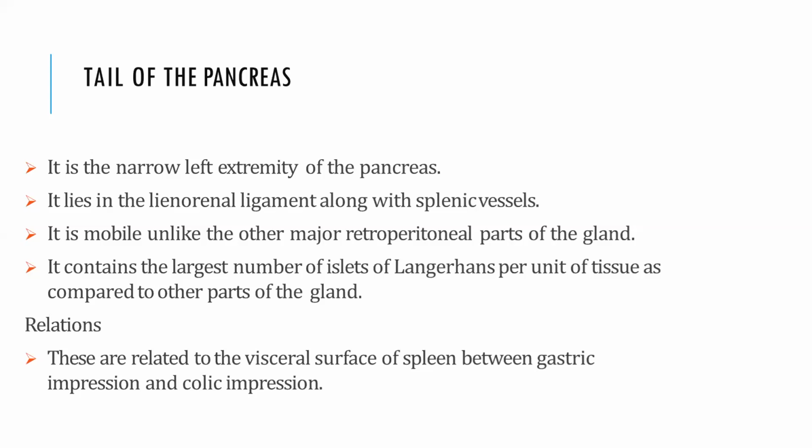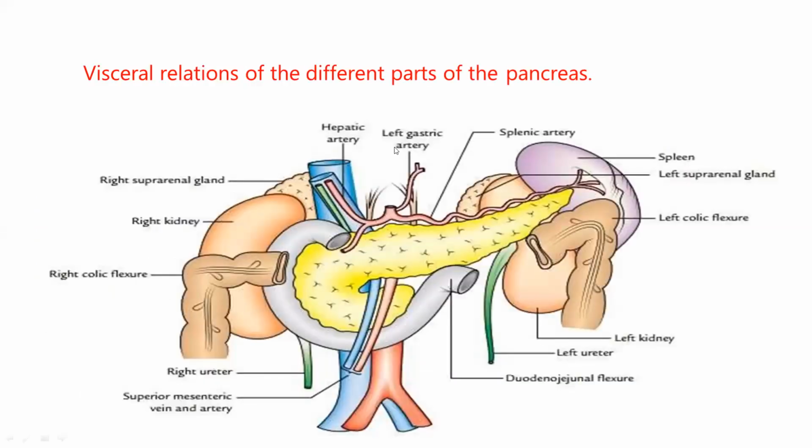As it is embedded within the hilum of the spleen, the tail of pancreas is related to the visceral surface of the spleen, seen in between those two impressions, that is the gastric as well as colic impressions. So overall visceral relations concerning the pancreas, you can see all the things: colic flexures, superior mesenteric vessels, hepatic arteries, splenic artery, this is the spleen, left suprarenal gland, colic flexures, duodenojejunal flexure. This is the head of pancreas along with the uncinate process, neck of pancreas, body with tuber omentale, and tail embedded within the hilum of the spleen.